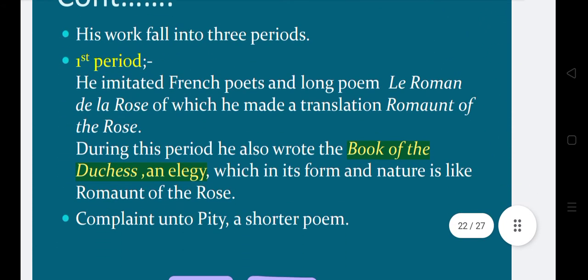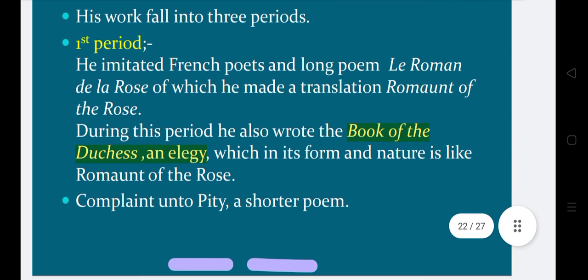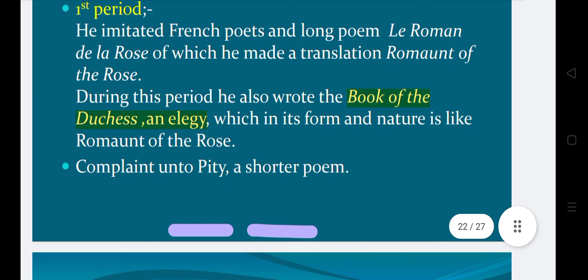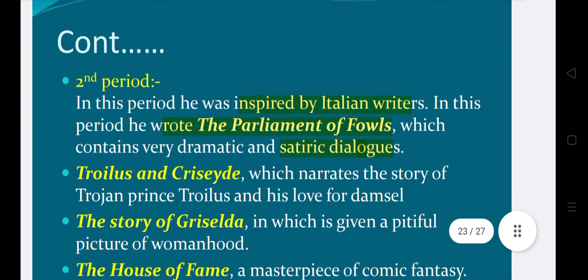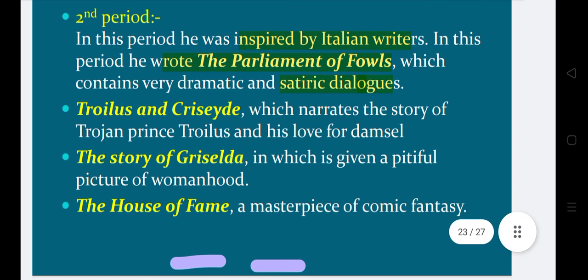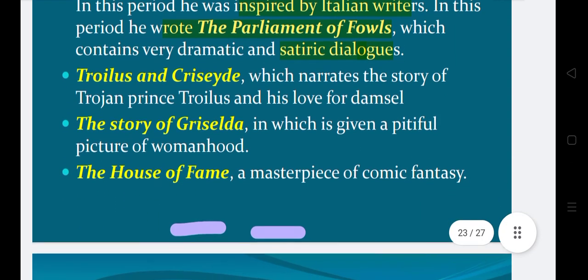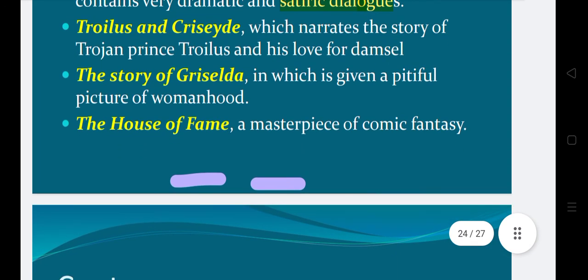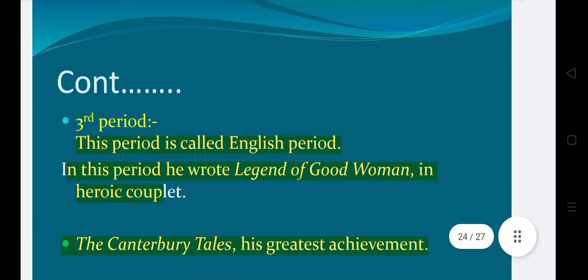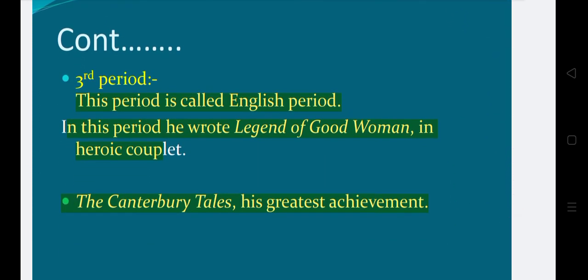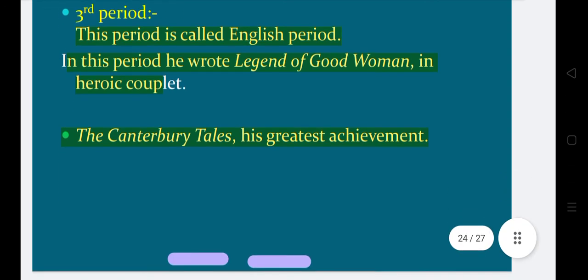And there are three periods of his work. In the first period, he imitated French poets and wrote long poems such as Le Roman de la Rose and the Book of the Duchess, which was an elegy. In the second period, inspired by Italian writers, he wrote the Parliament of Fools and satiric dialogues, and the House of Fame, his masterpiece of comic fantasy. And the third period is known as the English period. In this period, he wrote in English, and he wrote the Legend of Good Women in heroic couplets, and the Canterbury Tales, his greatest achievement.